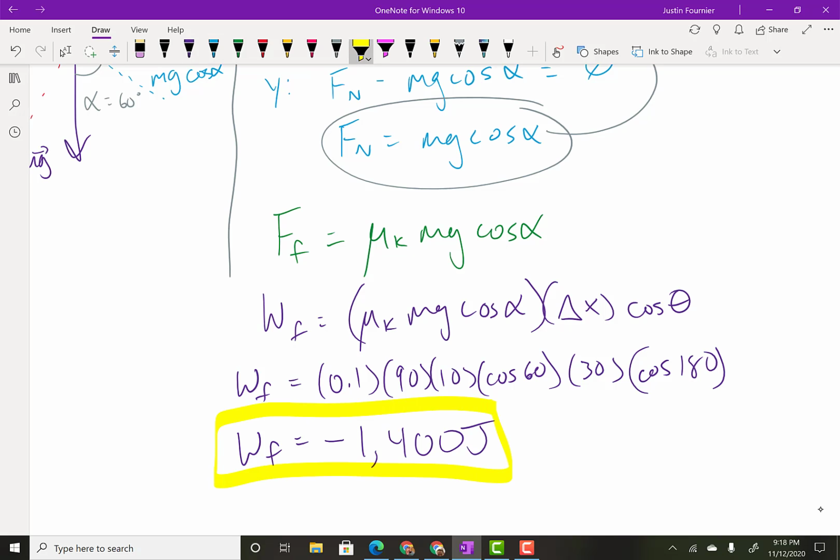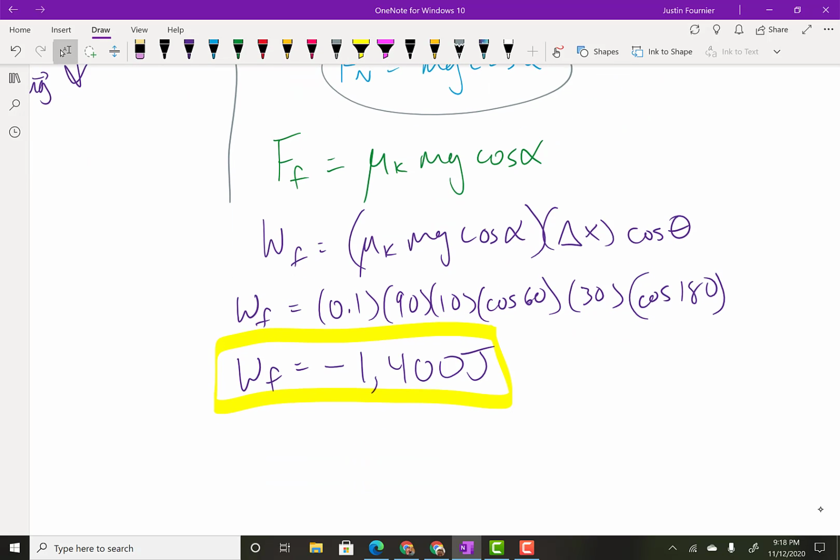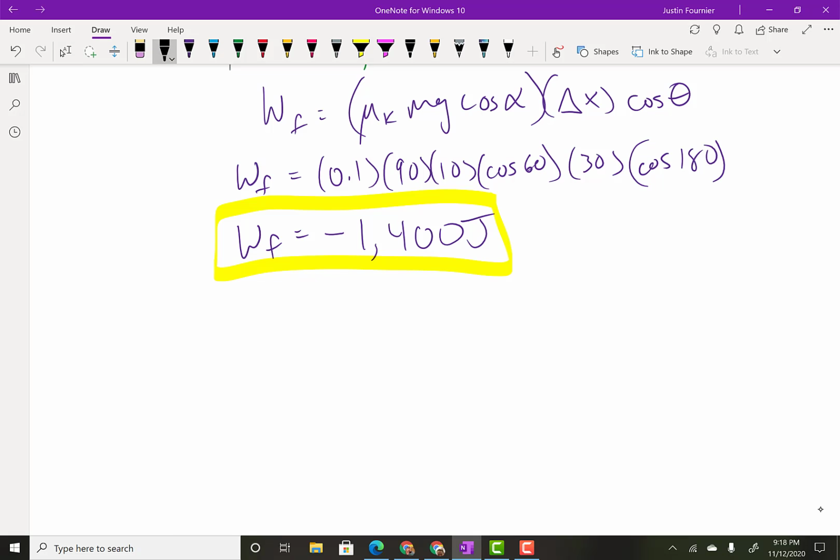So there we go. There's the work done by the frictional force. So it's negative 1,400 joules. I'm rounding to two significant figures. Okay. Next up then, so there's that one.